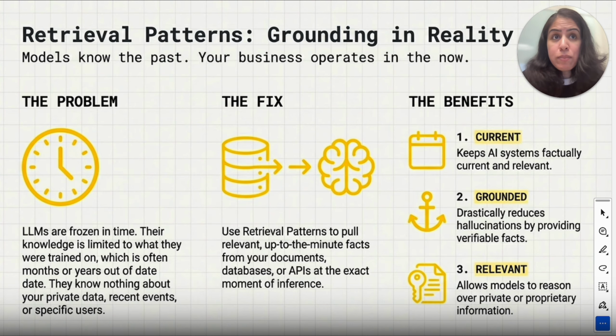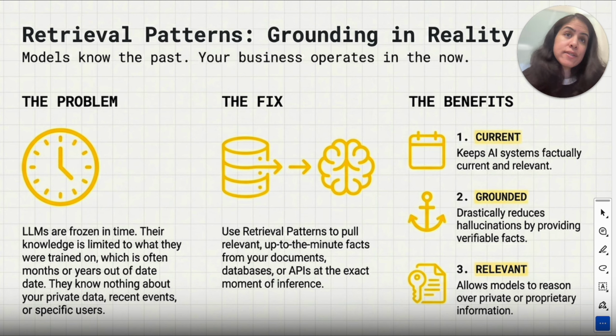Okay, so behavior patterns give you stability at the prompt level, but here's the thing, they can't solve everything. They can't stop hallucinating when the model simply doesn't know the answer. They can't keep your system current when information changes daily. And they can't catch unsafe outputs before they reach users. That's where the next set of patterns come in.